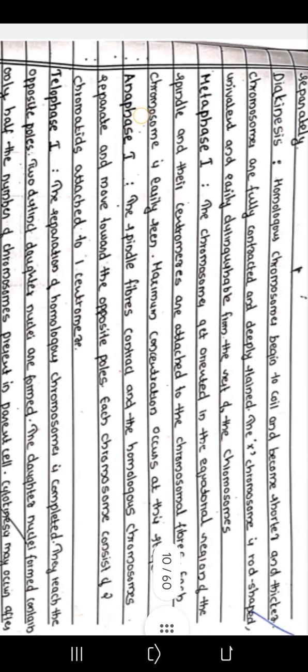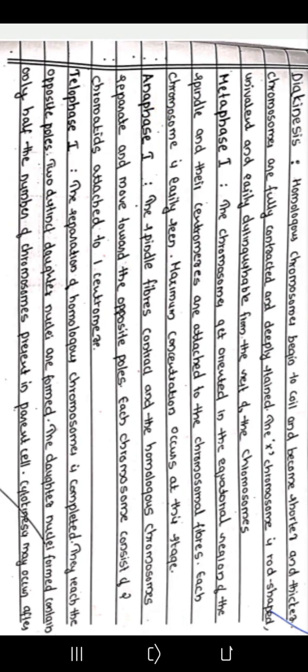Metaphase 1. The chromosomes are at the equatorial plane of the spindle, and the centromeres are attached to the spindle fibers. Each chromosome is easily seen. Maximum condensation occurs at this stage. Anaphase 1: the spindle fibers contract and the homologous chromosomes separate and move towards the opposite poles. Each chromosome consists of two chromatids attached to one centromere.